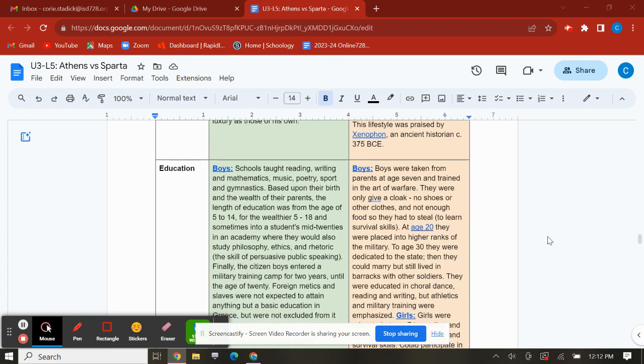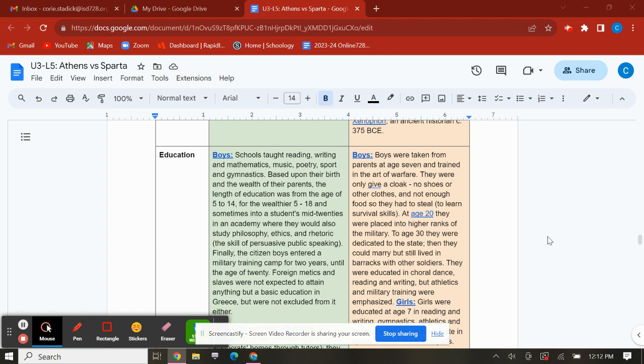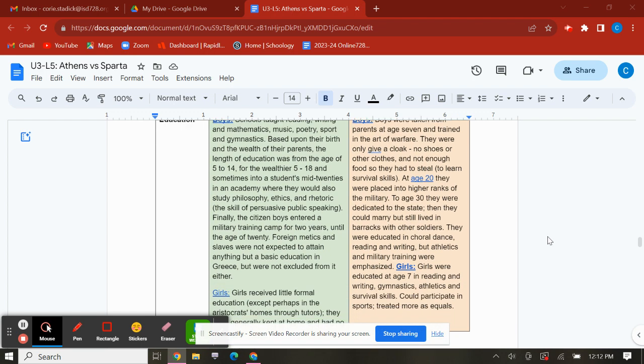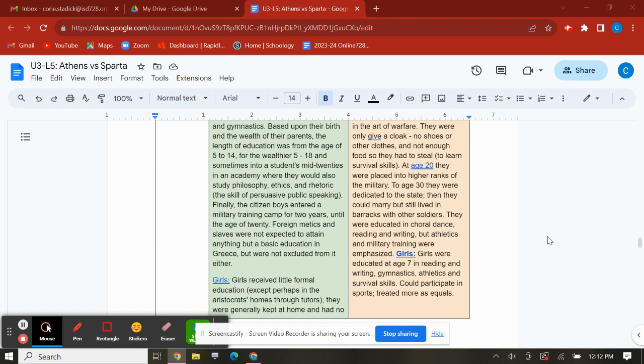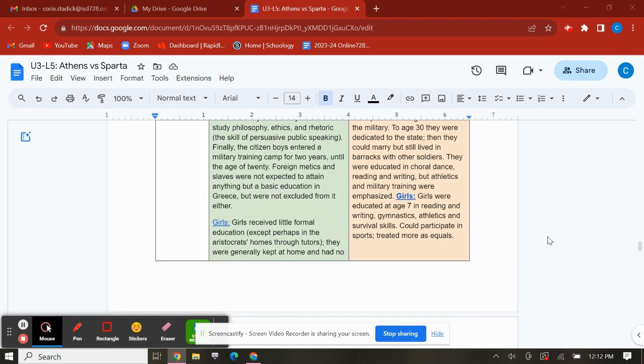Boys, Sparta. Boys were taken from parents at the age of 7 and trained in the art of warfare. They were only given a cloak, no shoes or other clothing, and not enough food, so they had to steal to learn survival skills. At age 20, they were placed into higher ranks of the military. To age 30, they were dedicated to the state. Then they could marry but still lived in barracks with other soldiers. They were educated in choral dance, reading and writing, but athletics and military training were emphasized.